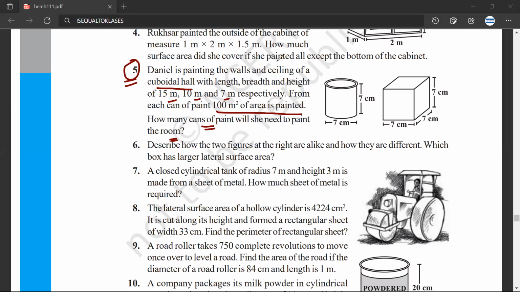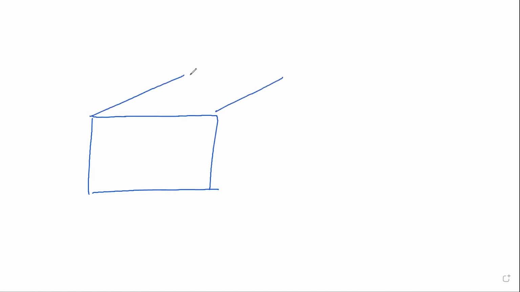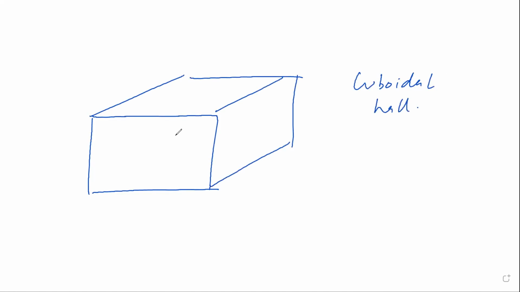Yes, so the surface area will be 2 into 15 into 10 plus 2 into 15 into 7 plus 2 into 7 into 10, 300 plus 210 plus 140. So 440 plus 210 equal to 650 meters square. So the number of cans will be 650 divided by 100, 6.5 cans.